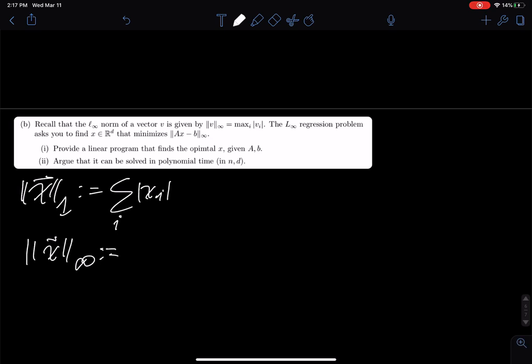There's another variant of this we can consider, which is just with a different norm. This is going to be the L infinity norm. The L1 norm of a vector x is just the sum of the components. The L infinity norm is going to be equal to the maximum of all the absolute values. This is going to change our objective function. What we're going to be trying to do is to minimize instead the maximum over all i of the absolute value of a_i x minus b_i.